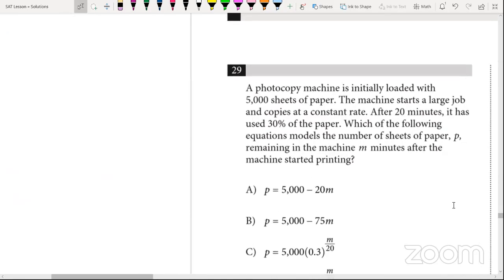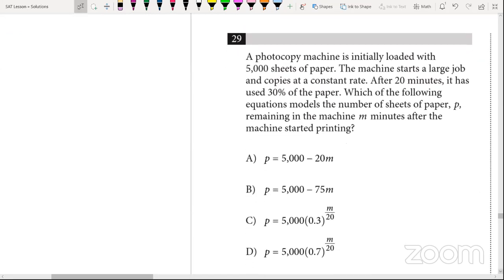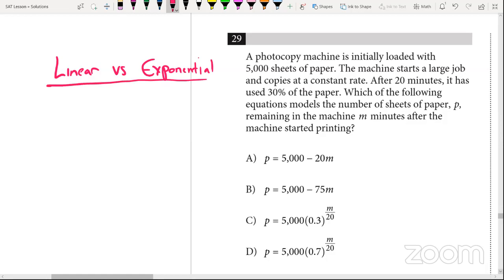So number 29 is kind of a classic SAT question in terms of something that they do really frequently. They're asking us whether this growth is linear or exponential. That's the main thing that's being done here. The SAT is a very tricky test. So if it's linear, they're going to try to make you think it's exponential. And if it's exponential, they're going to try to make you think it's linear.